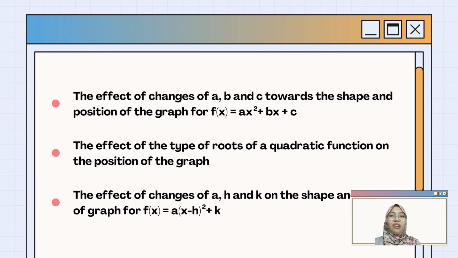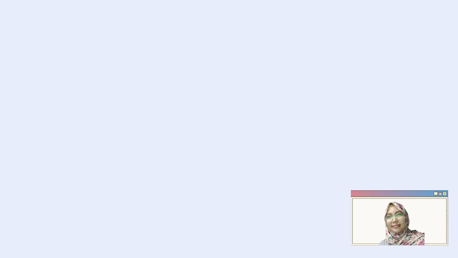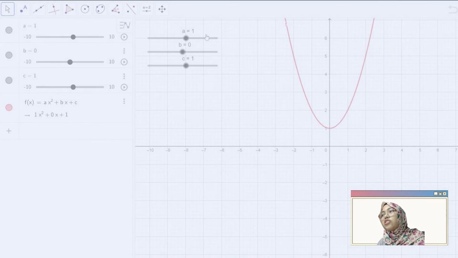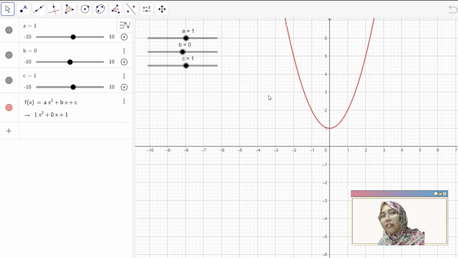Finally, we will observe how the effects of changes in a, h, and k values of a quadratic function in vertex form can affect the shape and position of the graph. For this section, I will be using the GeoGebra application to better demonstrate the changes in the shape and position of the graph. So first, I've already keyed in the general form of the quadratic function into the input bar. Now, I will manipulate the values of constants a, b, and c to see how that affects the graph.